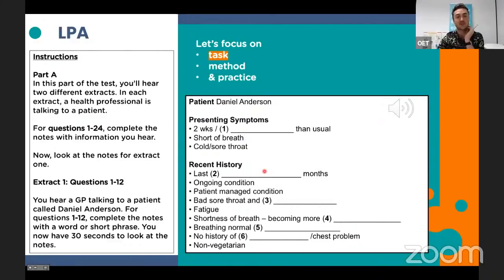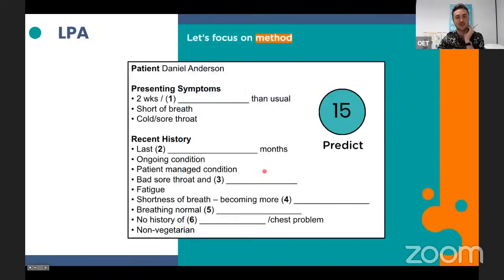Pretty straightforward test, gap fill test, pretty straightforward. Okay, let's focus on the method now. One of the most critical things you do in listening Part A during the preparation time, when he says you now have 30 seconds to look at the notes, is do some prediction about what word or what type of word might fit in the gap, okay?